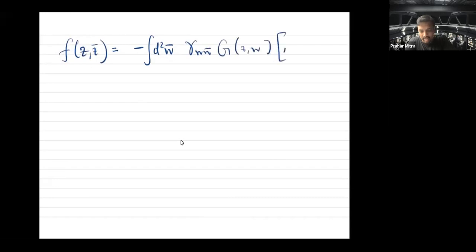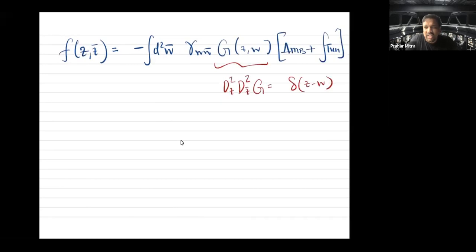G_ZW, and then delta MB plus integral of DU, where this G is just a Green's function, which satisfies DZ squared, DZ bar squared G is a delta function. Which again, you can work out, it's explicitly given. I should have mentioned most of this that I'm talking about is in Sasha and Andy's paper, which is 1411.5745, if anyone wants to look up the formulas that I'm mentioning here. The explicit form of G is given in this paper.